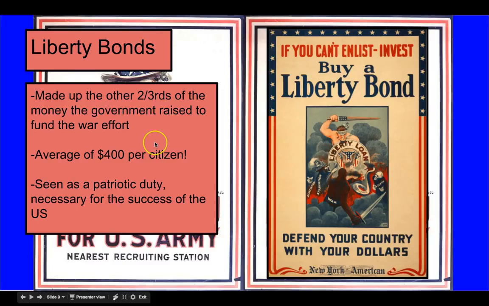But on average, $400 per citizen, which if we take $400 in 1918 money and calculate that out today, controlling for inflation, that's a couple thousand dollars per citizen, which shows just how much support there was from the United States population for a government and for this war effort.